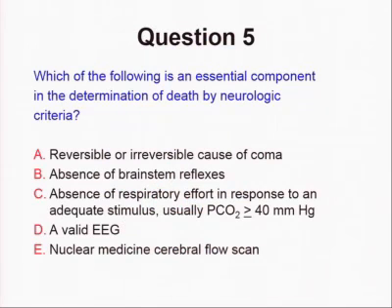All right, moving on to the next one. Which of the following is an essential component in the determination of death by neurologic criteria? Reversible or irreversible cause of coma, absence of brainstem reflexes, absence of respiratory effort in response to an adequate stimulus, usually PCO2 greater than or equal to 40, a valid EEG, nuclear medicine cerebral flow scan.